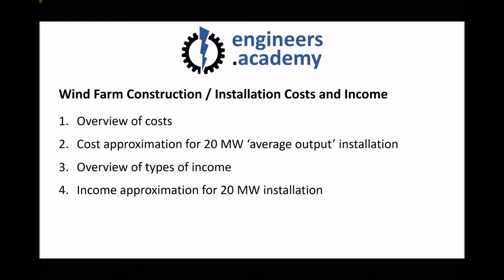Okay, so let's look at an income approximation for our 20 megawatt installation. Now once again, the data we're looking at is from renewables first. And what we see is the export price for electricity is fixed at around 5p per kilowatt hour. That would be the same as £50 per megawatt hour. So we can compare that to the previous graphs, an average of around £50 per megawatt hour.